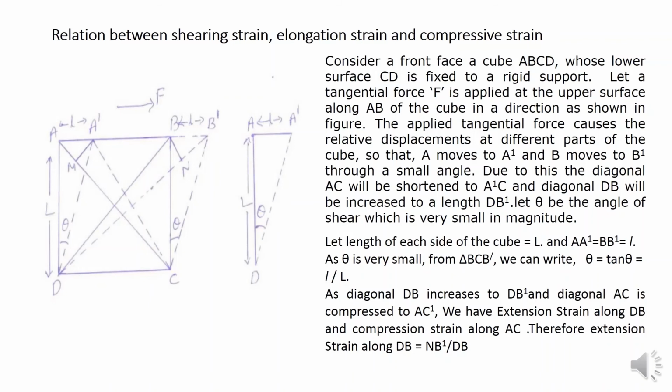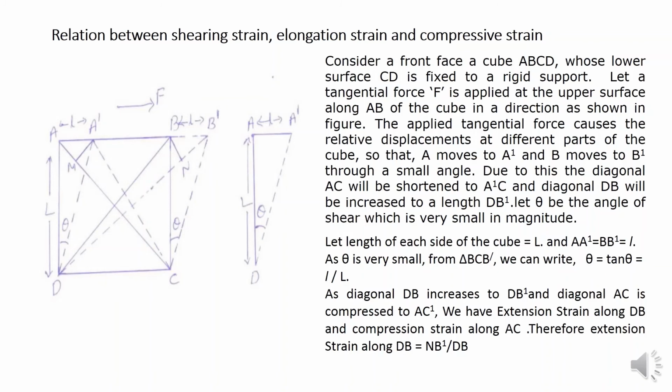Let L be the length of each side of the cube. Then AA dash is equal to BB dash is equal to l. As theta is very small, from triangle BCB dash, we can write theta is equal to tan theta, that is equal to l by capital L.